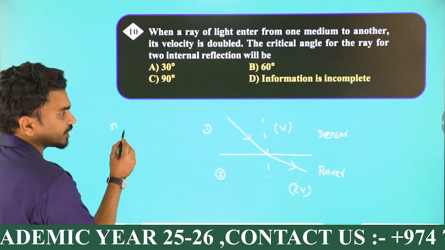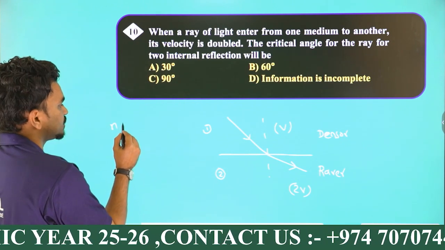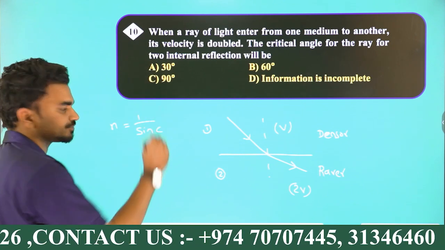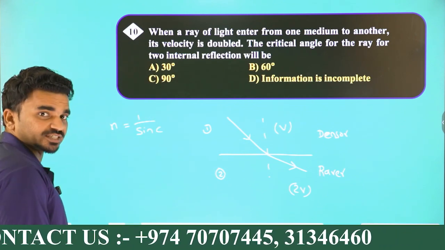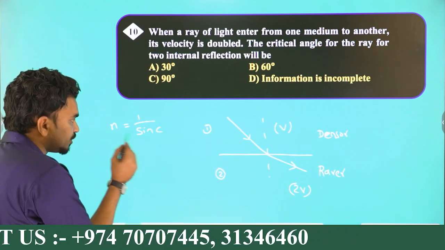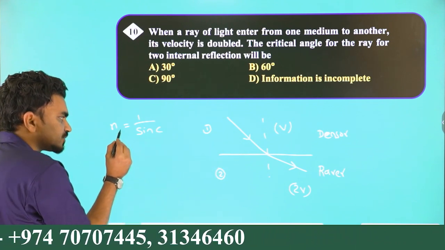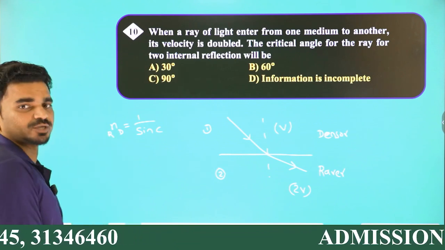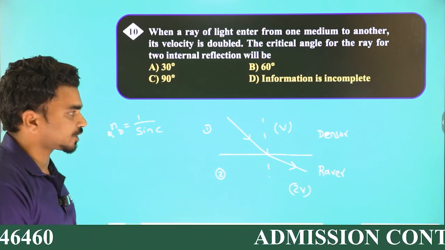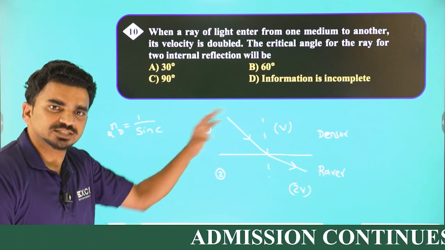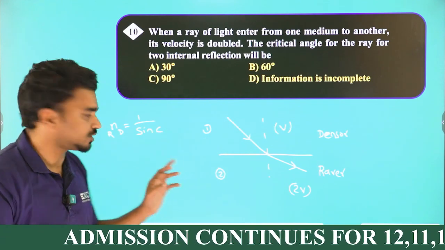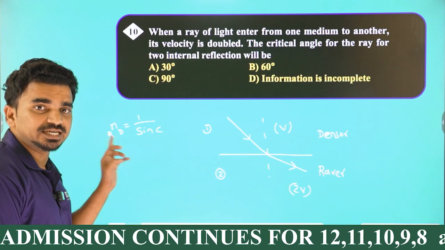Refractive index and critical angle are related by the relation n is equal to 1 by sine c. When both mediums are not air, in terms of denser and rarer, I can write the refractive index of denser medium with respect to rarer medium. If one medium is air, then simply n equal to 1 by sine c. If two mediums are not air, then you should write it as nd by nr.